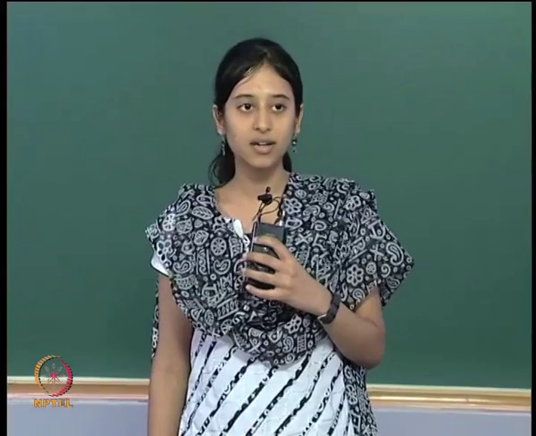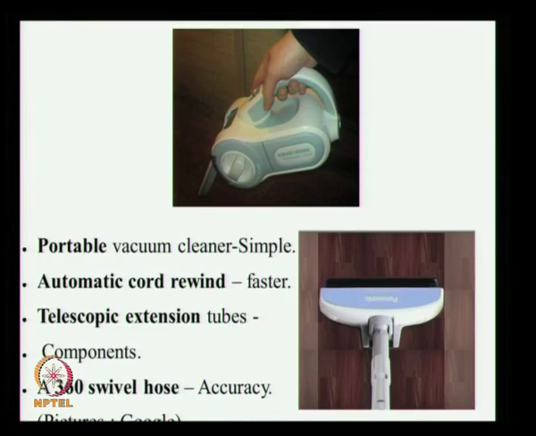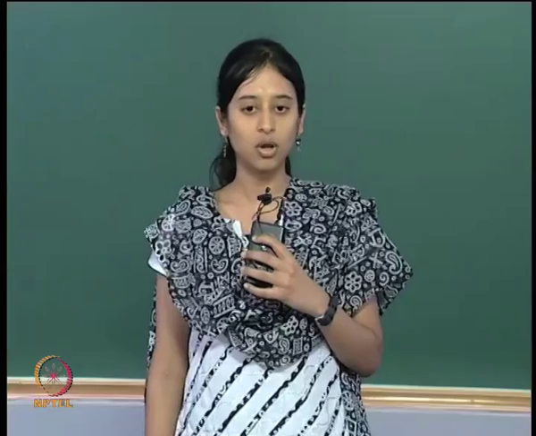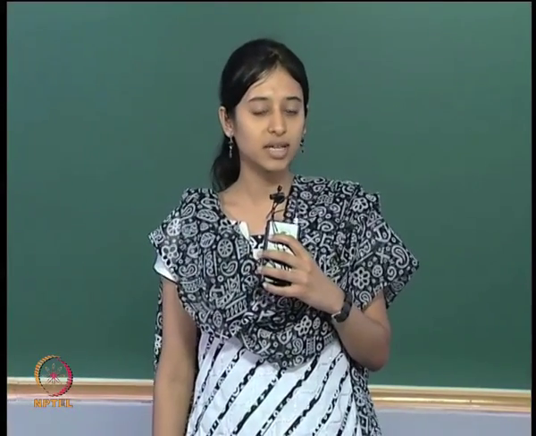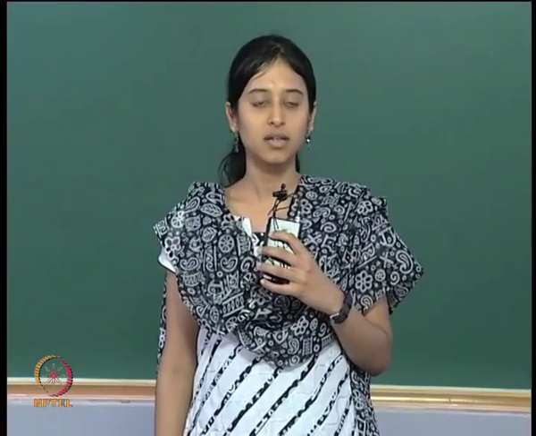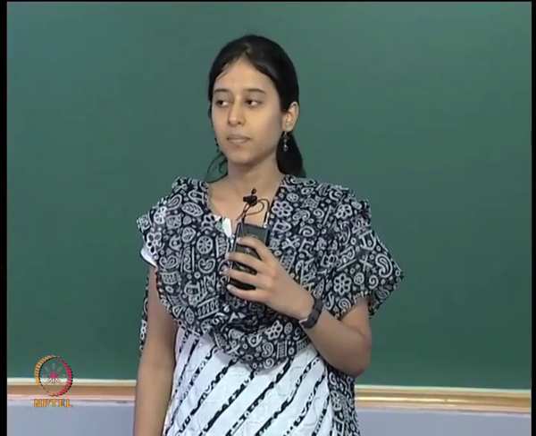Some improvements that I would like to suggest are the following. A portable vacuum cleaner is much simpler and handy to use. Automatic cord rewind makes it faster to use as the pipe can be wound quickly. Telescopic extension tubes can be used to make the vertical chamber longer or shorter as desired. A 360-degree rotatable hose can make it more accurate to clean into the smaller parts such as the shelves and desks.